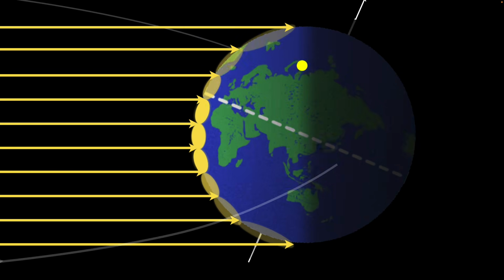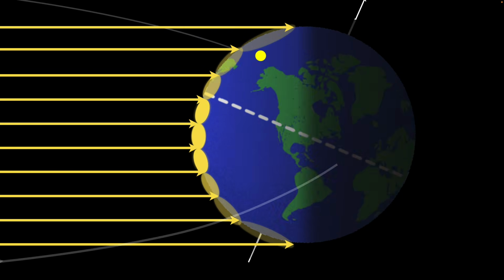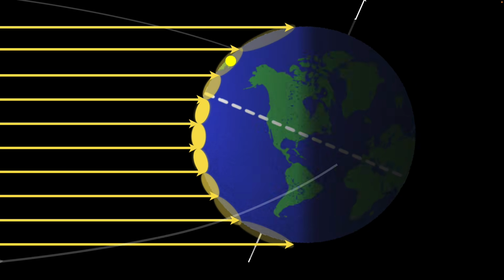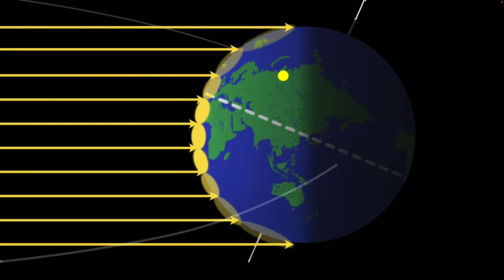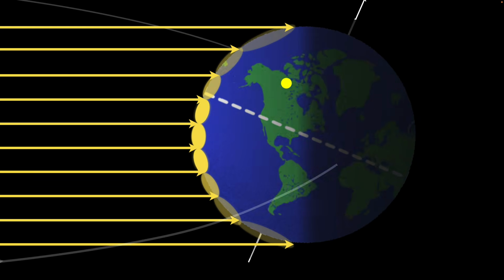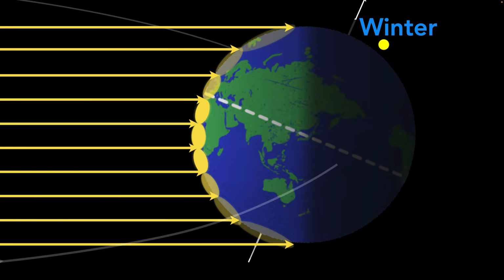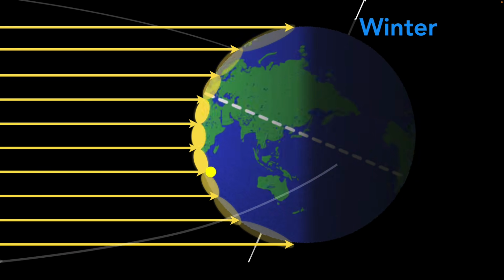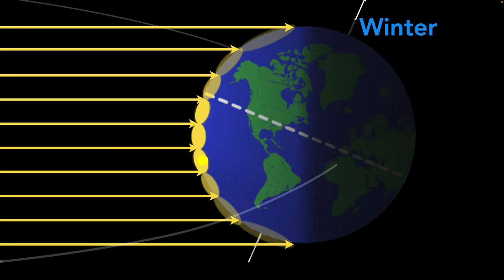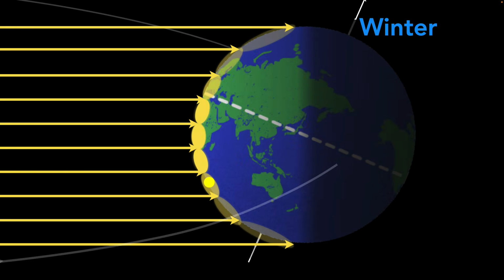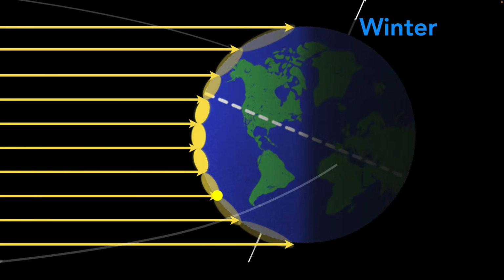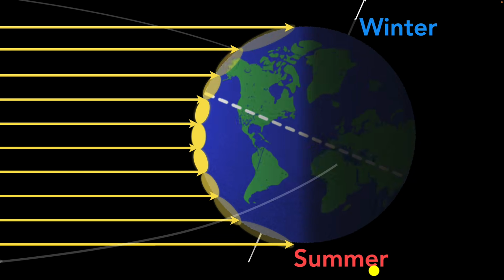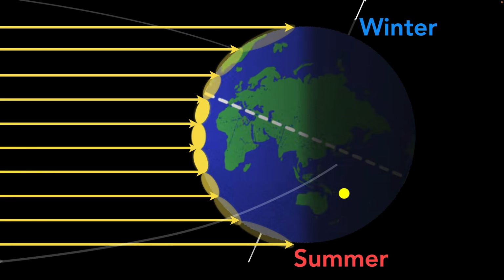Now, because the Northern Hemisphere is tilted away from the sun, look, most of the sunlight it receives is spread out. So it becomes cooler, it experiences a winter. And because the Southern Hemisphere is tilted towards the sun, look, it receives a lot of direct, more concentrated sunlight, so it becomes hotter. It experiences a summer.